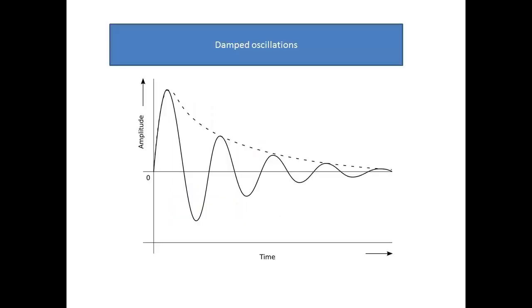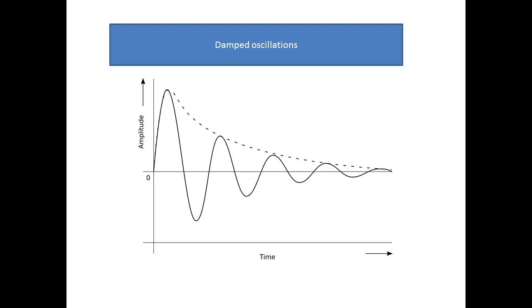Now we are going to discuss how the amplitude gradually reduces with respect to time. As we have discussed earlier, there are two basic effects of damped oscillation. One is that it gradually reduces the amplitude, and the second is that it reduces the energy as well.